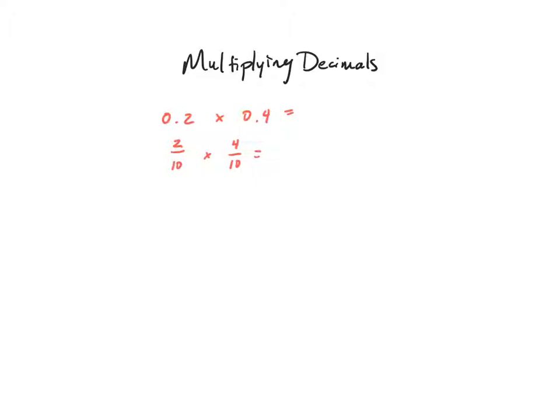So to multiply fractions, I'm just going to multiply the numerators. 2 times 4 is 8, and the denominators, 10 times 10 is 100. I can change this back to a decimal. 8/100 is 8 in the hundredths place.